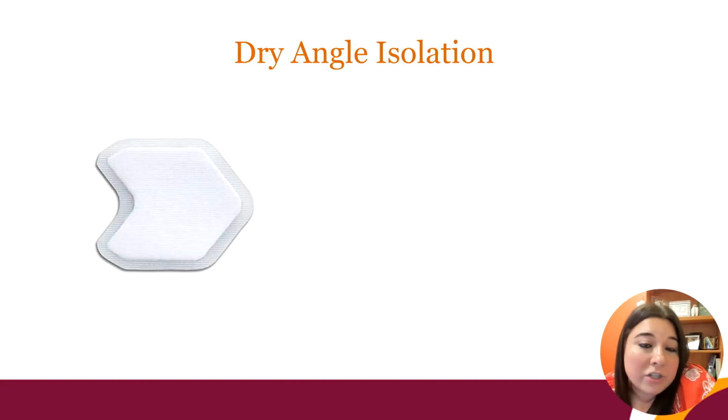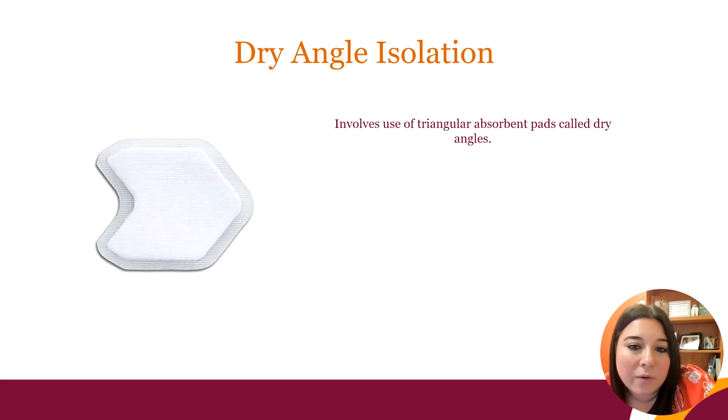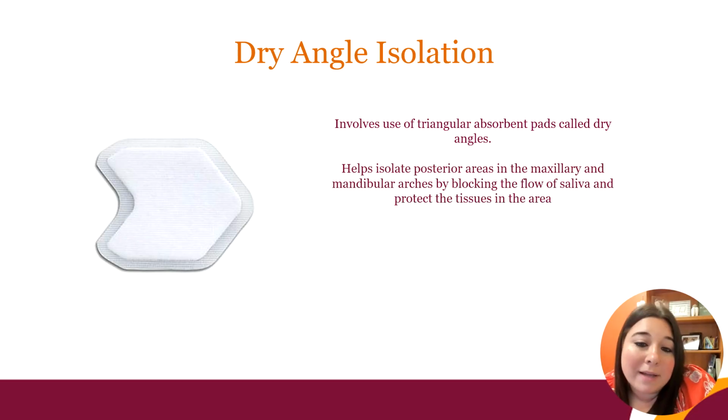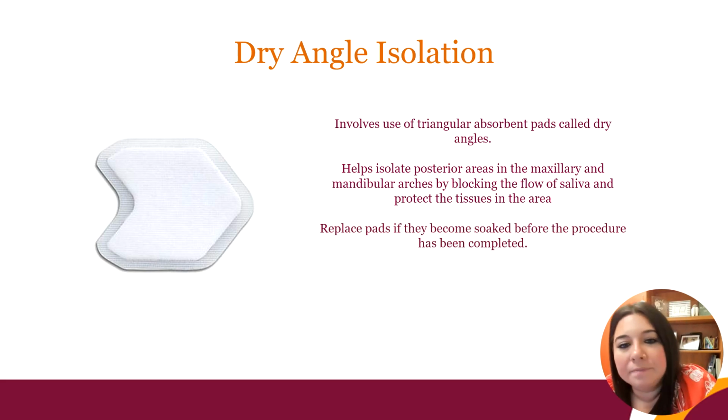Dry angle isolation, you can see in the picture here, that's a dry angle. They are triangular absorbent pads. They help isolate posterior areas in the maxillary and mandibular arches by blocking the flow of saliva and protecting the tissues in the area. We often call these cheek patches. They do a great job of protecting the cheeks when you're working on a back tooth, to prevent the cheeks from getting tangled into the burr of the handpiece.